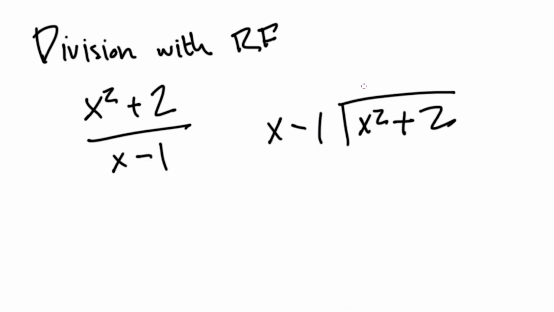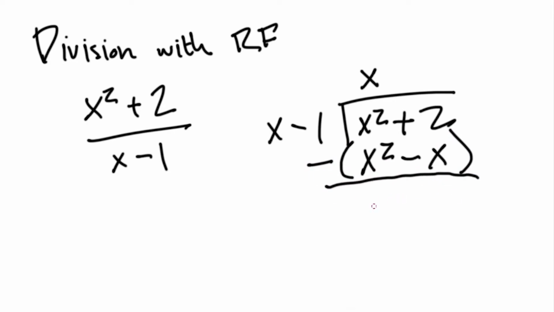Now x, what do I have to multiply this x by to get x squared? Well, it's x, so we go x squared, and then minus x, and then we subtract that, right? This is just basic long division, but with functions. If you haven't learned this yet, I advise you to go learn it. You can watch it on Khan, very simple.